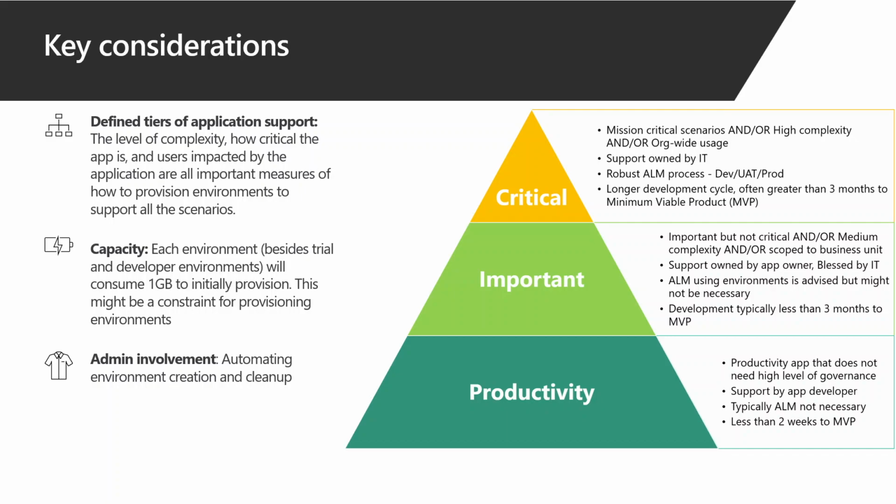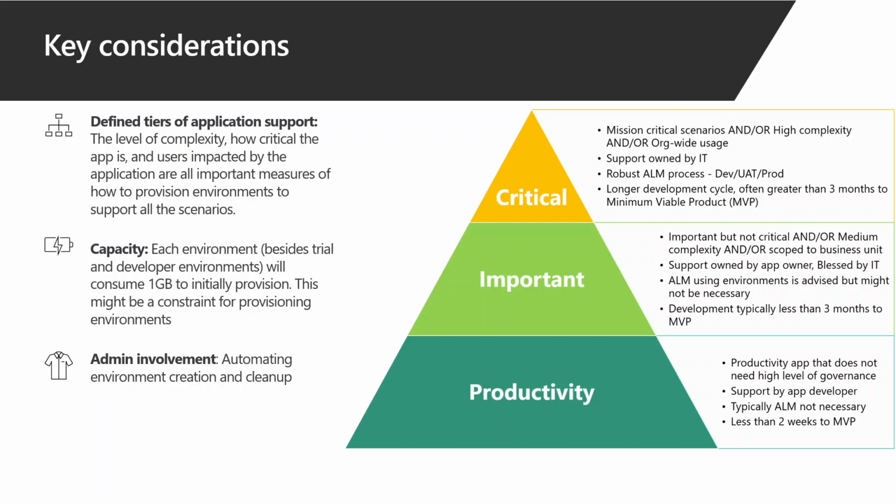Then you have important but not critical or medium complexity or scope to a business unit. So you have these important apps that are important to parts of the business, or important but not super critical to the whole of the business. And then the support might be owned by the app owner but helped by IT. You might have application lifecycle management, you might have DevOps in here, or you might just use export and import, and we'll talk about that later in this course. But typically development is less than 3 months, so it's important, but it's not super critical.